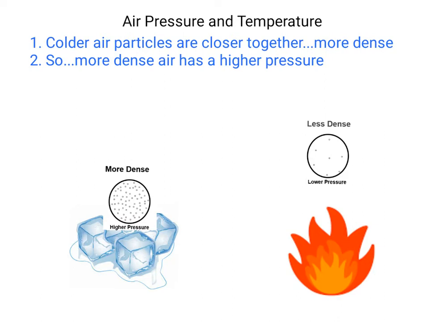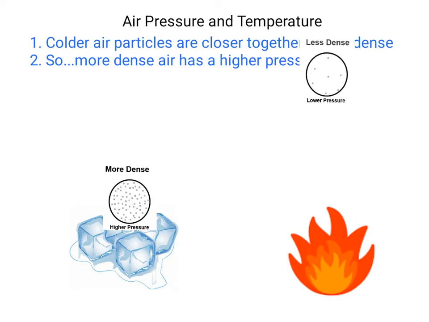Whereas over on the other side, if we have a hot situation, well, that's going to cause our air particles to be farther apart for the same amount of area. In other words, it's going to be less dense. That means we have a low pressure. Well, low pressure air is warm, less dense, and it's going to rise.